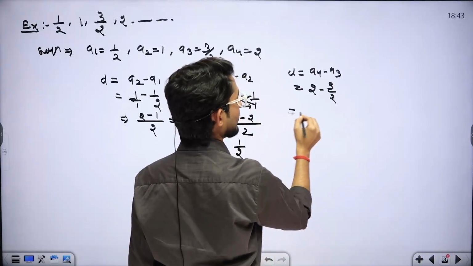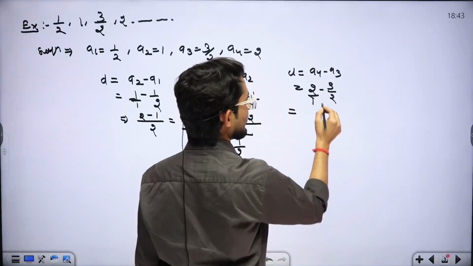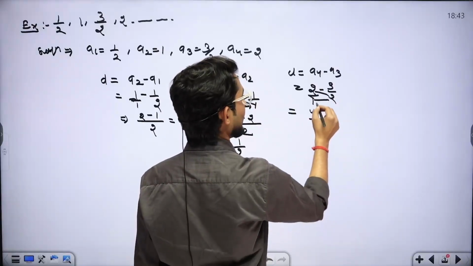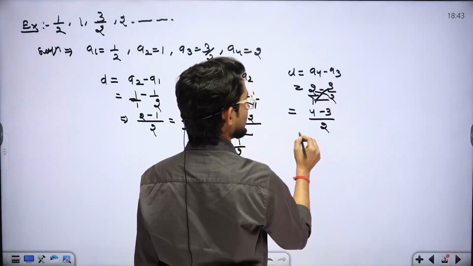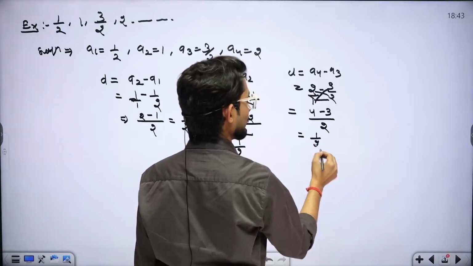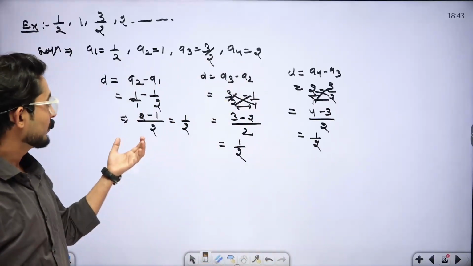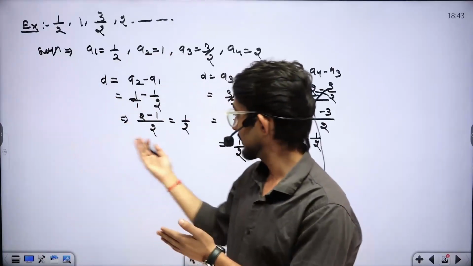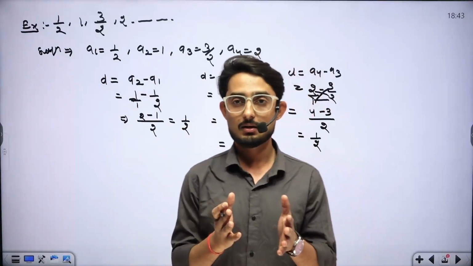So when you take the denominator as 1, multiply this one: 2 ones are 2, 2 twos are 4, and 3 ones are 3. 4 minus 3 upon 2, you will get 1 by 2. From this given example, you can check that the common difference between two consecutive terms is equal. So you can say that this is an AP.